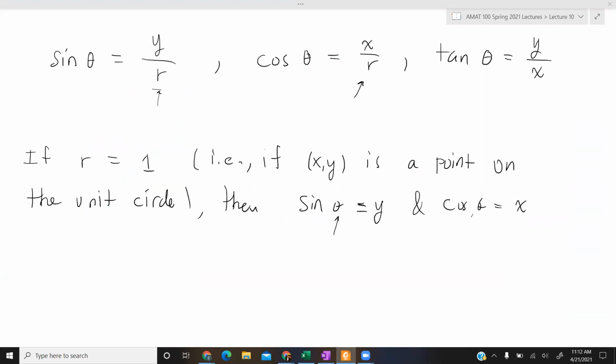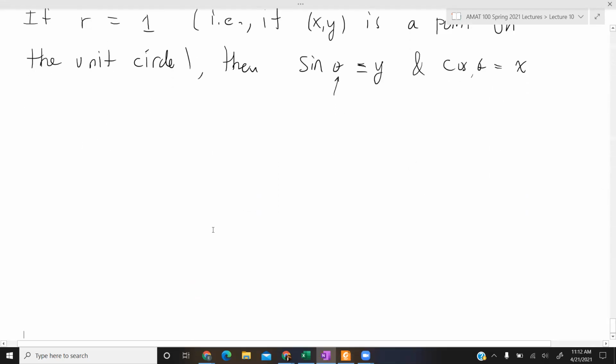There are a couple of examples. I'm not going to go through them. They're not terribly difficult. I'll leave these up to you, but the next thing I want to talk about is reference angle. This is going to help us calculate some of these values, this notion of a reference angle.